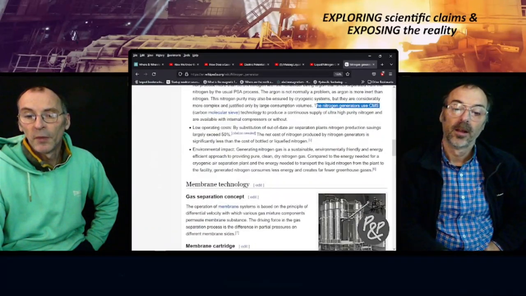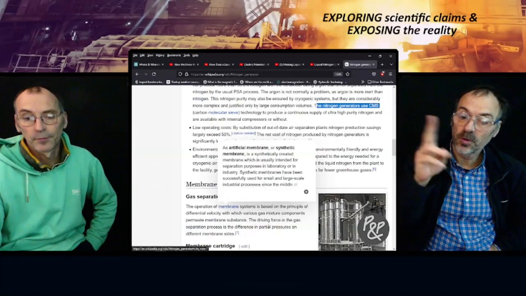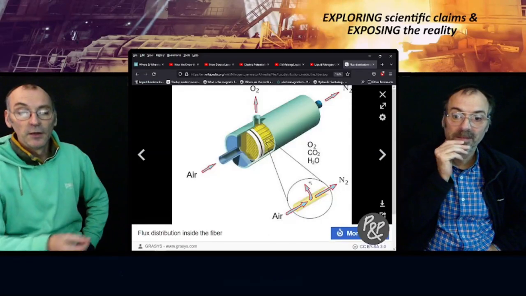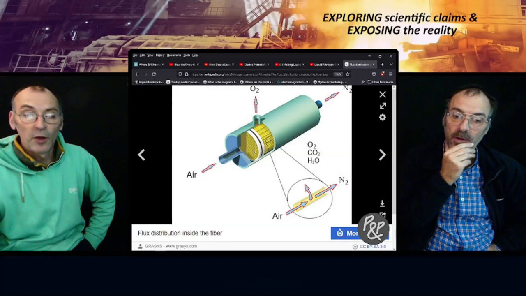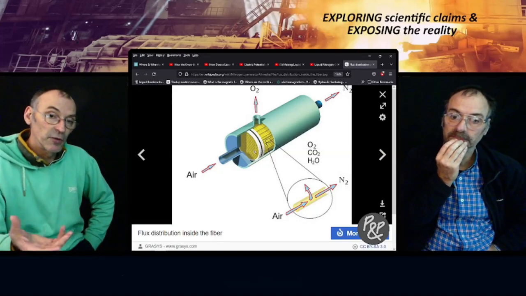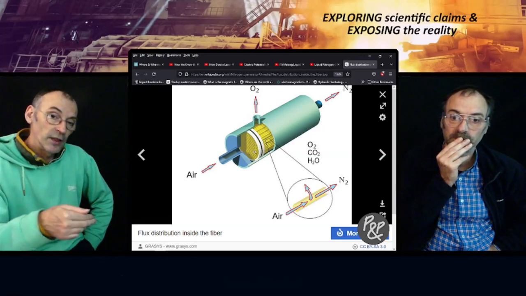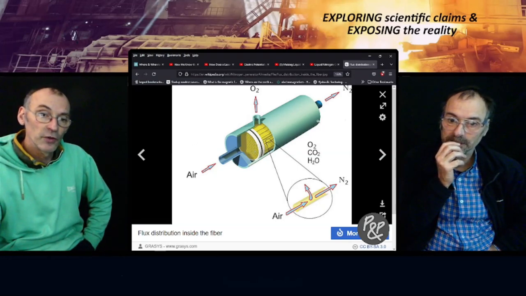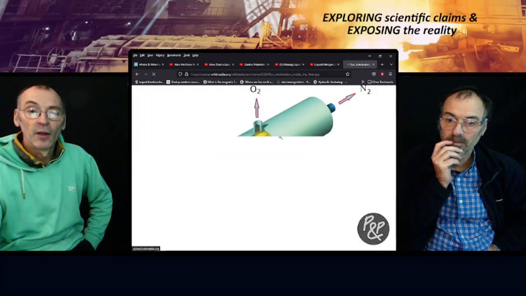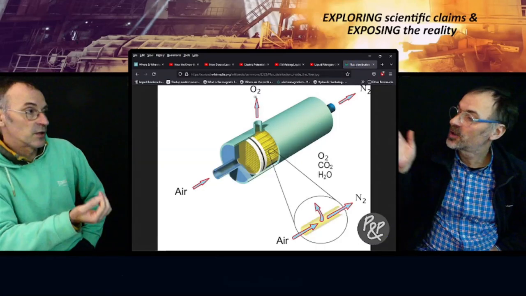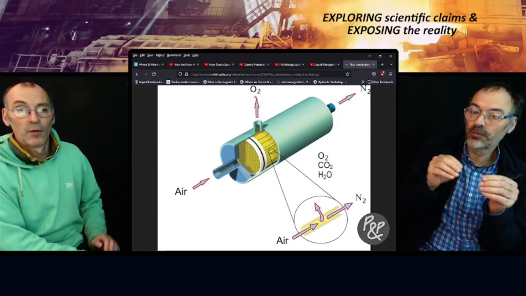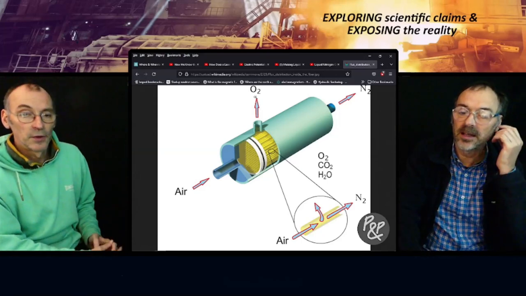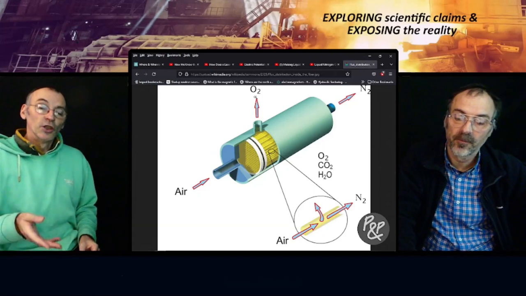Sure, absolutely, of course. But membrane technology, separation concept, is what this guy's talking about in his cell. Basically, this is what he's got here. He's got flux distribution inside the fibre. It's a fibrous material that has a lot of pores where it's alleged nitrogen can pass through. But as we see in this diagram here, it has a hole on the side where the oxygen is. Because they're saying that the oxygen is able to pass through the membrane to the outer extremities of the tube, and then it comes outside, leaves through that.